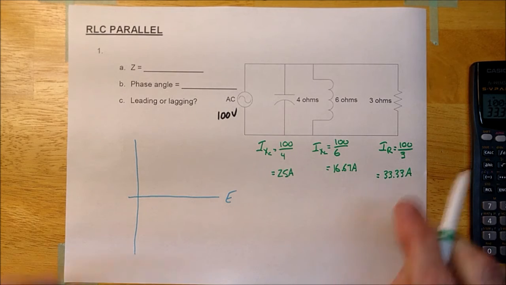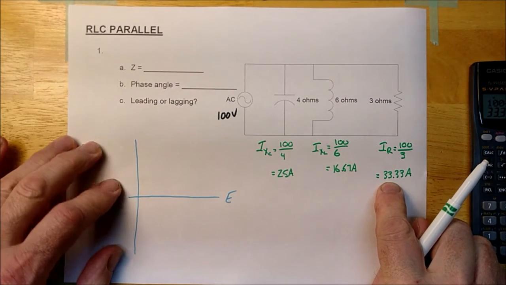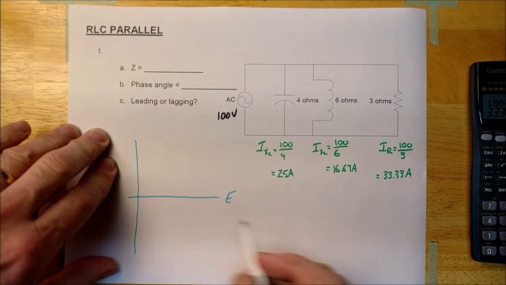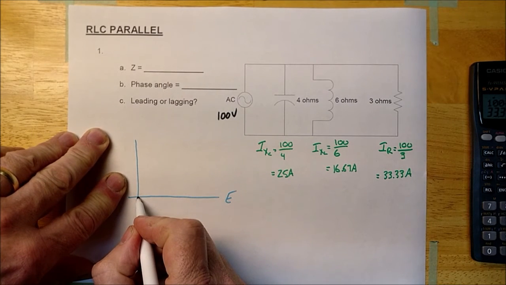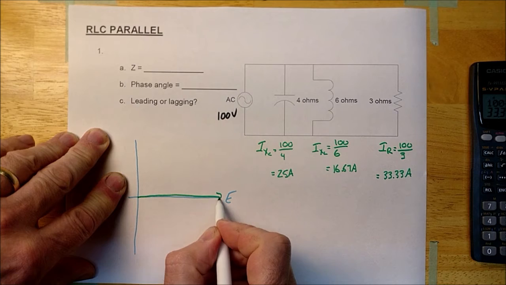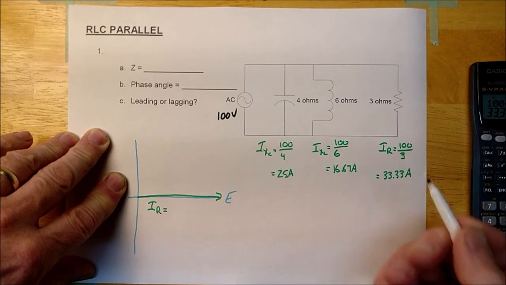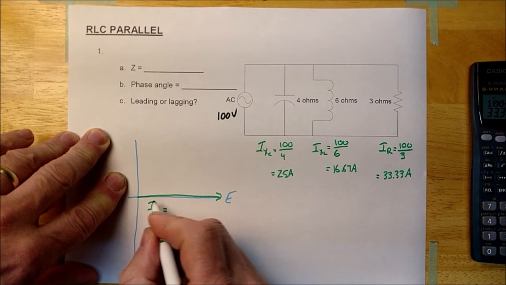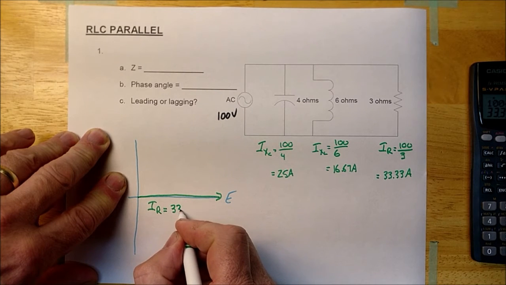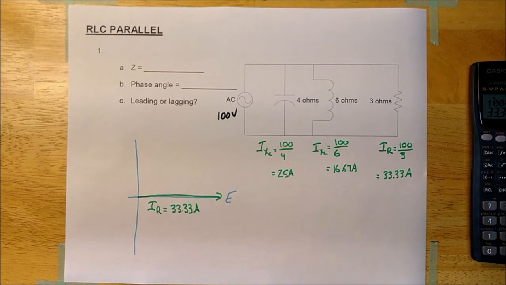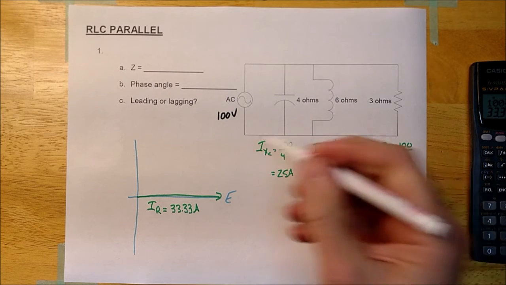Okay, we're going to draw this one first. Always start with the resistor. 33 amps. It is in phase with the voltage. Here it is. This is IR. Resistors always cause the current and the voltage to be in phase, so I'm going to draw them right on top of each other.